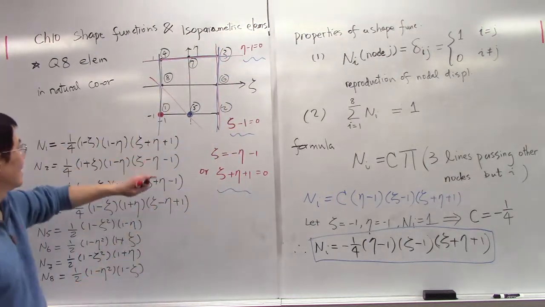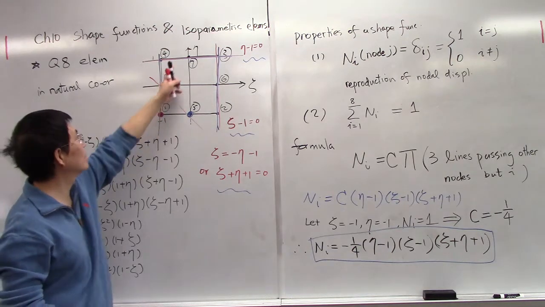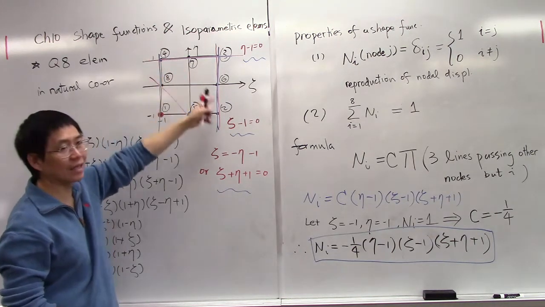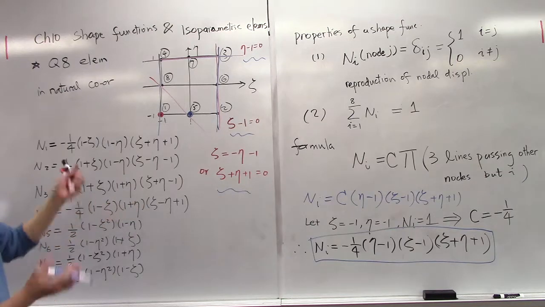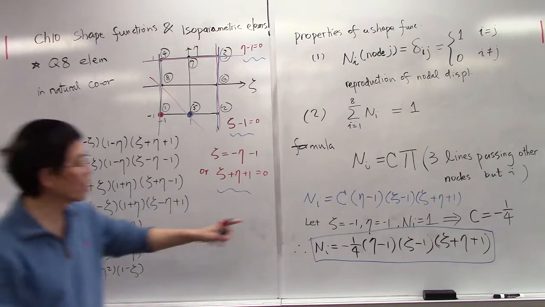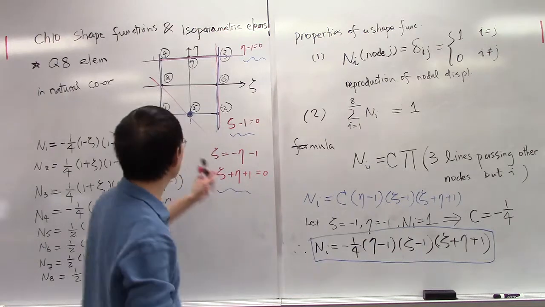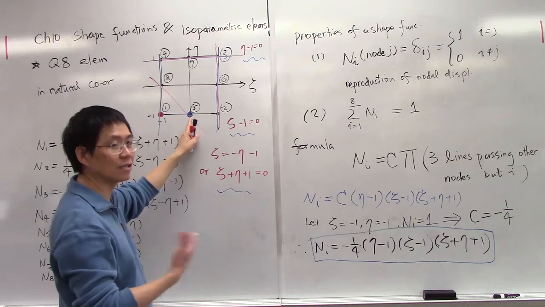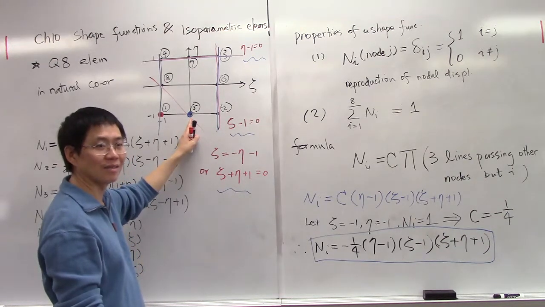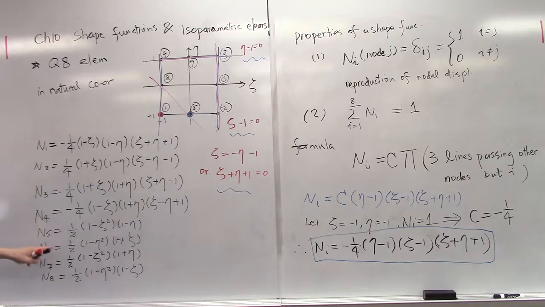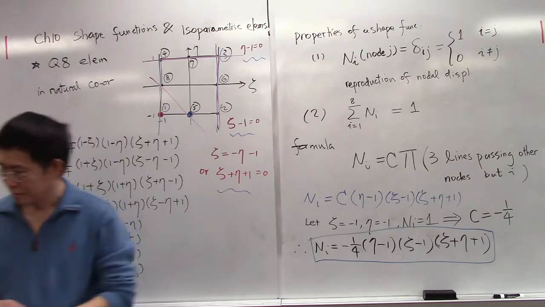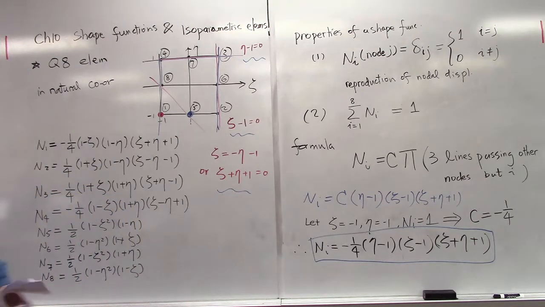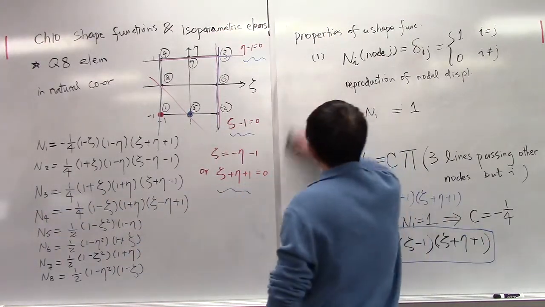And again, write out the equation that represents this line, that line, and that line. Move everything to the left. You have 3 expressions. Times them together, put a constant in front, and then you let the coordinate be that point, and you know the shape function must be 1. Use that to determine that constant. And at the end, you will get this expression, N5. Okay, that's how to derive this formula.